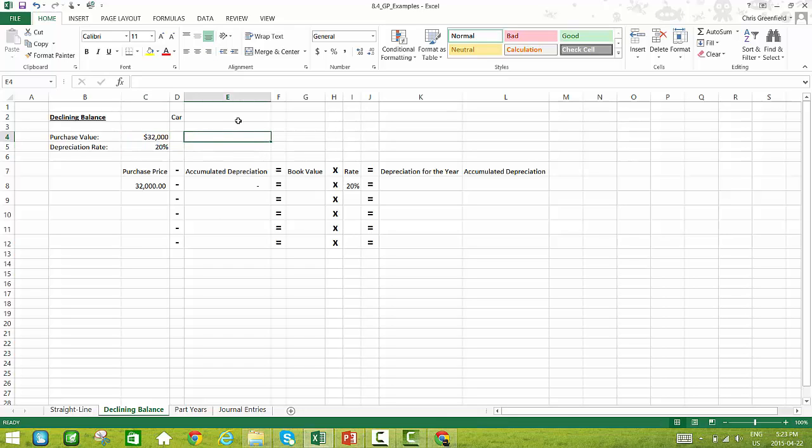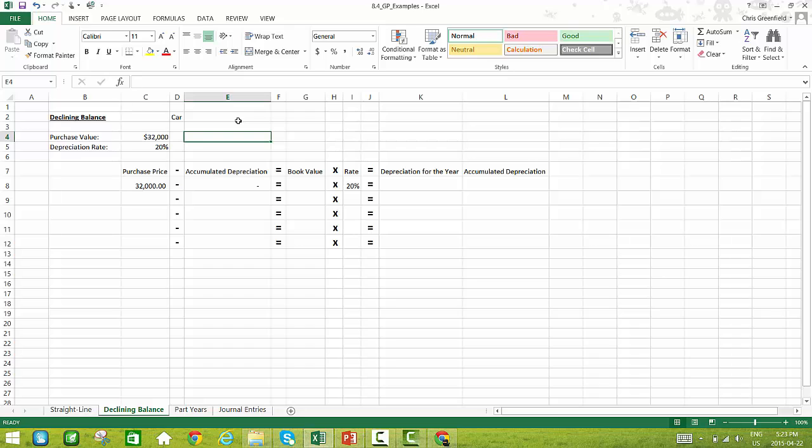Now, the problem is, and the reason why we call it the declining balance method, is that you can't keep multiplying that 32,000 by 20% year over year. It would be nice if we could, it'd be a lot simpler, but the value of the car decreases as we use it up every year. So what we've got to keep track of is the book value. That's what we want to multiply by our 20%.